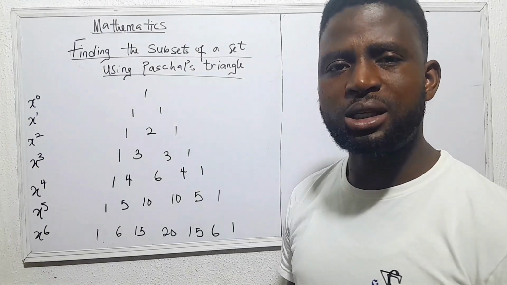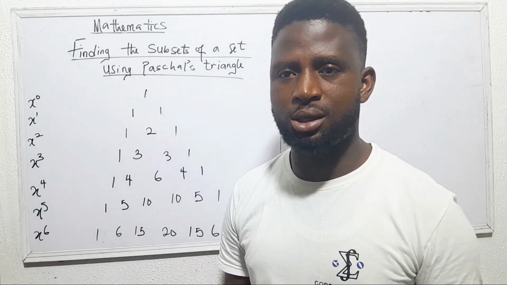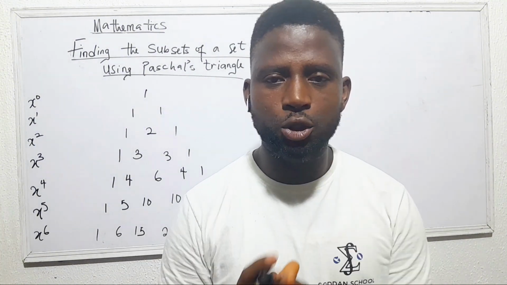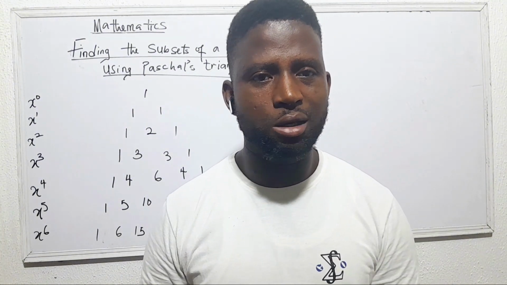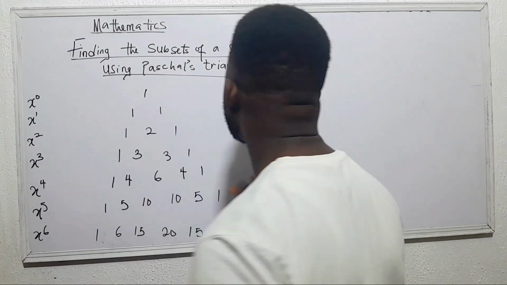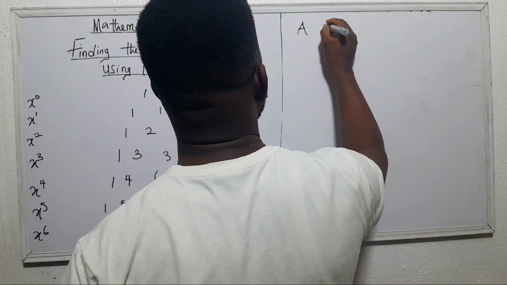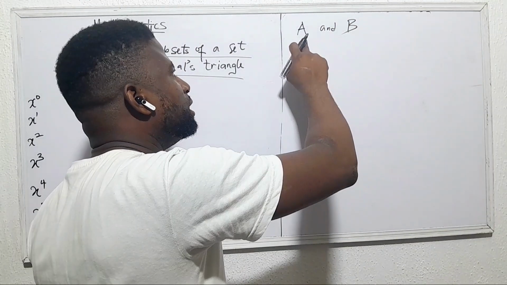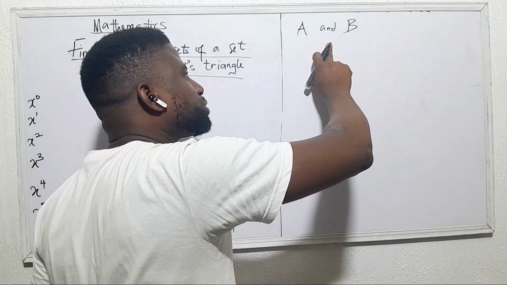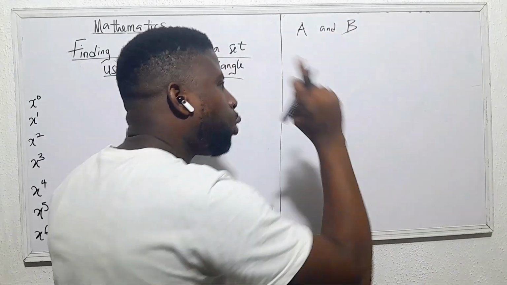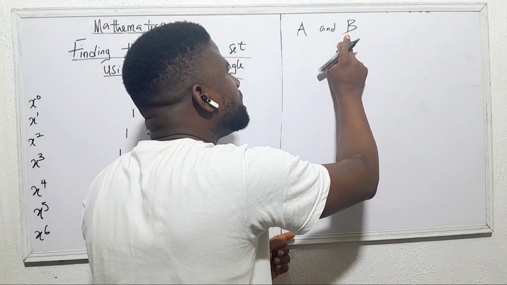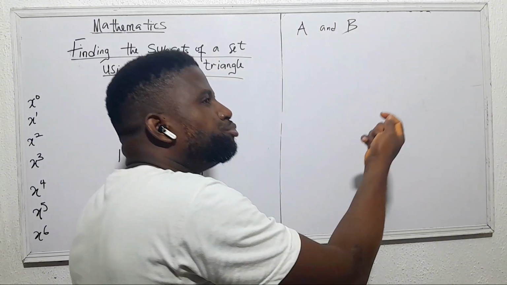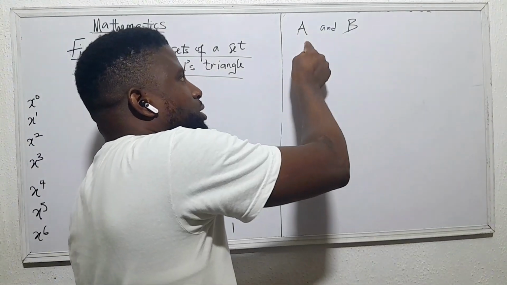And so, what is a subset of a set? If a set is a collection of well-defined objects, what then is a subset? Given two sets, A and B, A is said to be a subset of B if and only if B contains the elements of A and also some more elements that are not in A.